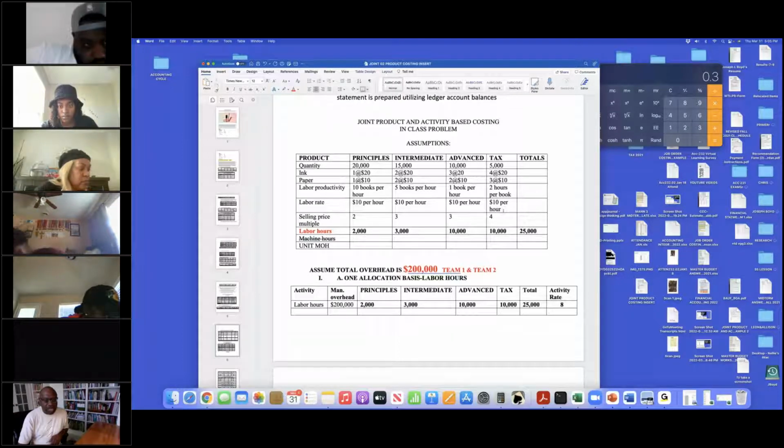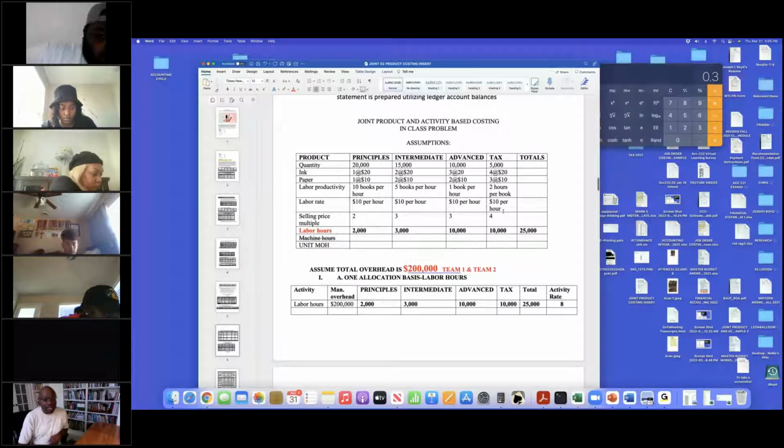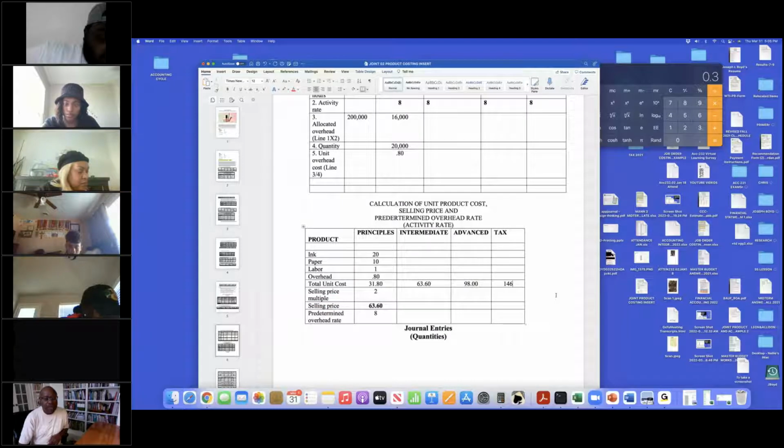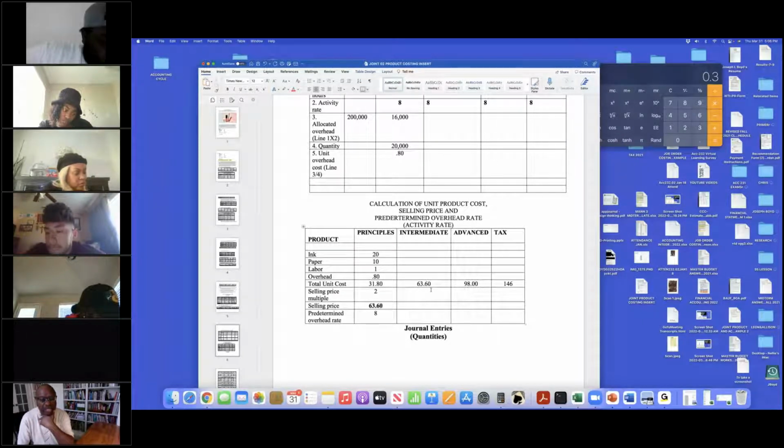So what we've done at this point is come up with our unit cost, selling price, and predetermined overhead rate on each book. I'm going to let all of you fill this in so you'll work with it, but you know the numbers you're working with and get your selling price multiples. Now let's see where we're going to go.